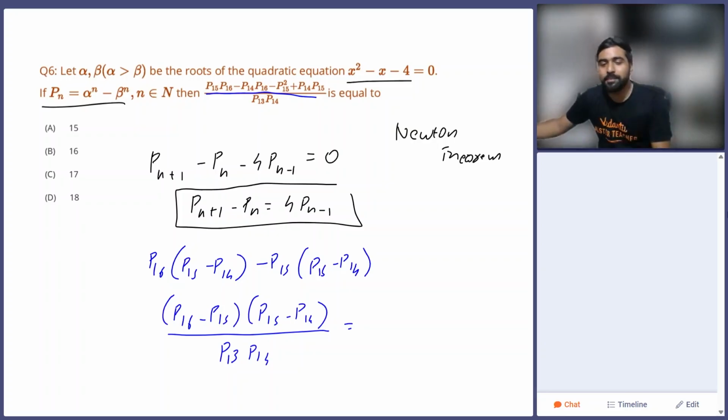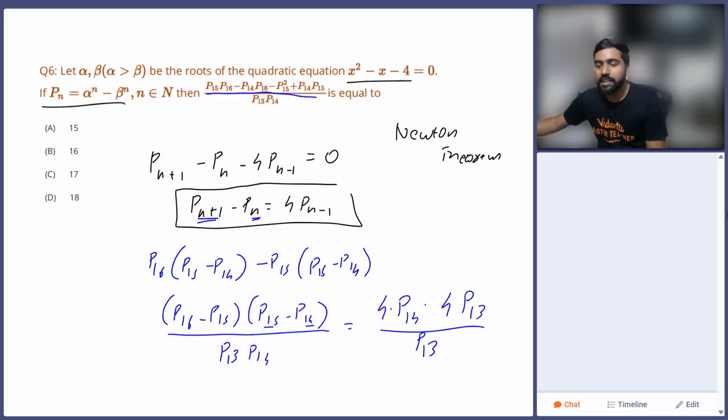Now, what is P16 minus P14? Here, can you see that we have simply taken n equal to 15. So n equal to 15, if you put, you will get 4 times P14, multiplied by P15 minus P14, where n is equal to 14. So that's 4 times P13, divided by P13, P14 over here. Cancel, cancel. You get what? 16. Option B will be the answer for this question.